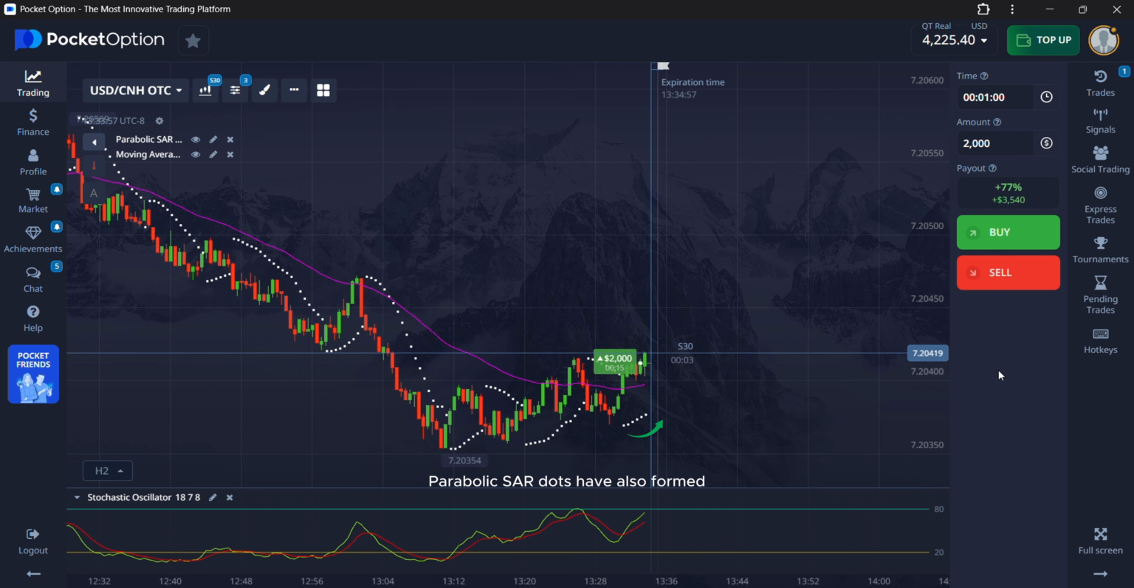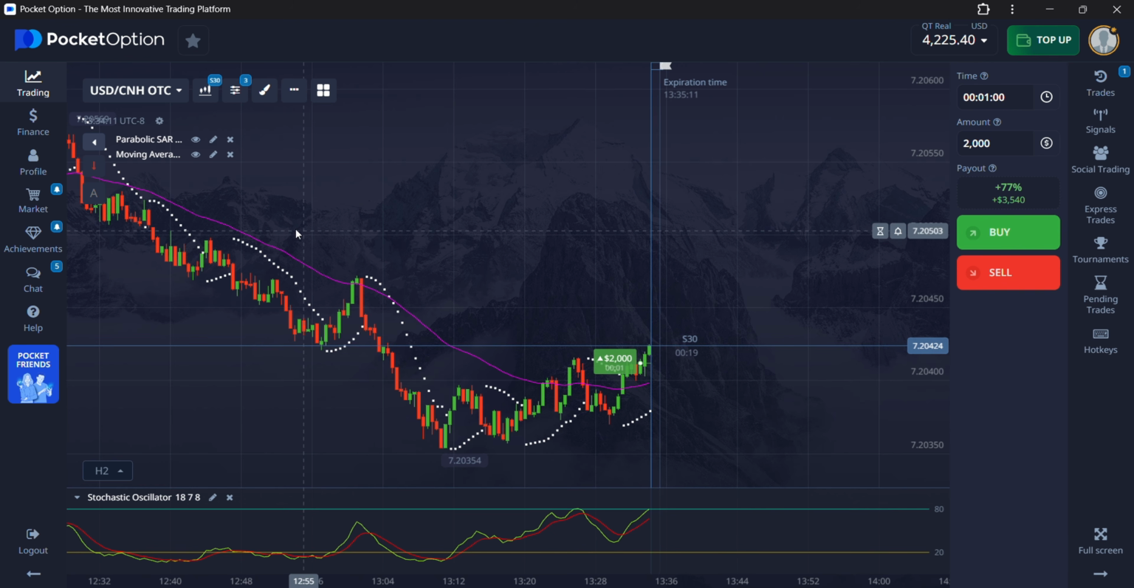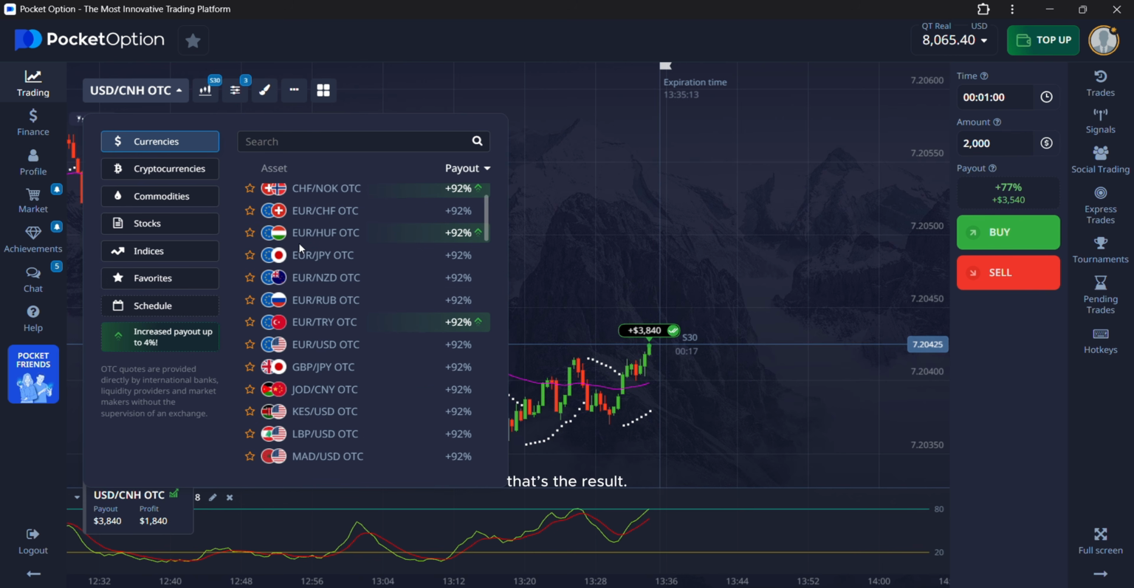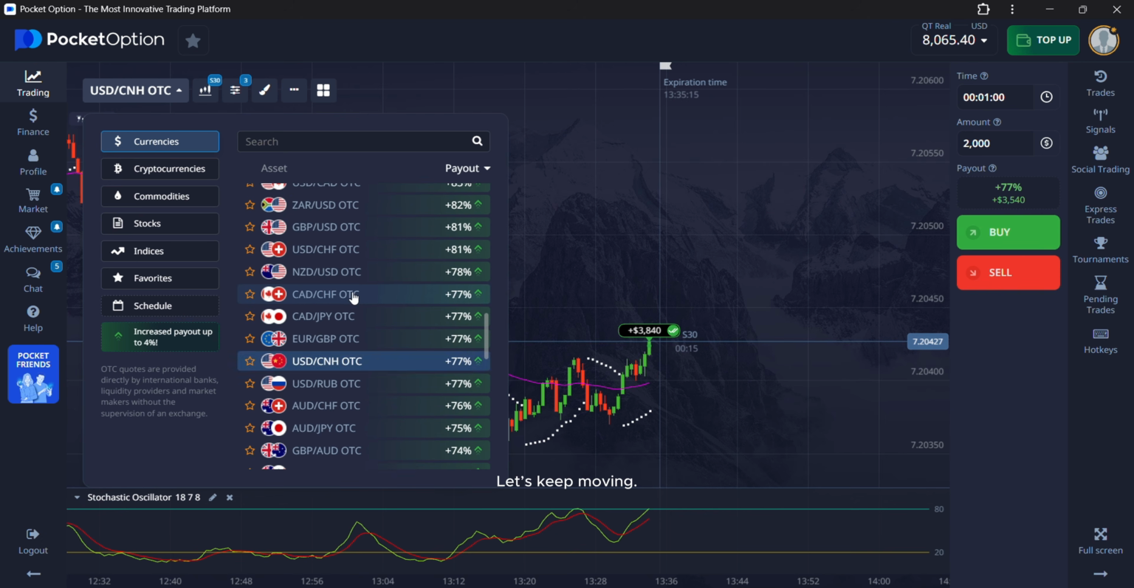Parabolic SAR dots have also formed below the price. That's exactly why I opened a long position, a decision based on logic and confirmed by reliable indicators. So, that's the result. Let's keep moving.